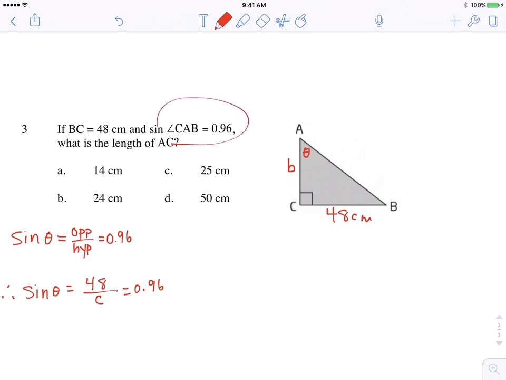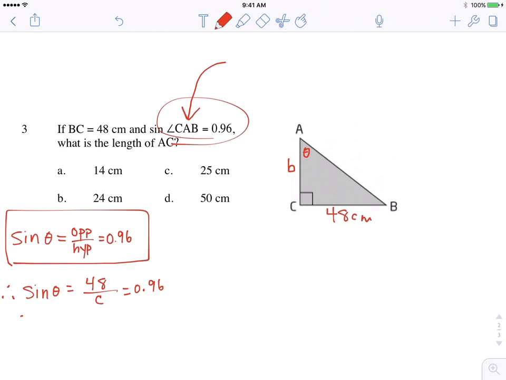Now I need to break down this part of the question. CAB, the sine of that angle, and the angle we're talking about is in the middle because we're following what the letters say, CAB. So therefore we're talking about that angle there. We know it's 0.96. What you have to remember is that sine of theta is opposite over hypotenuse. So we know the opposite, which is 48, over the hypotenuse has a ratio of 0.96.